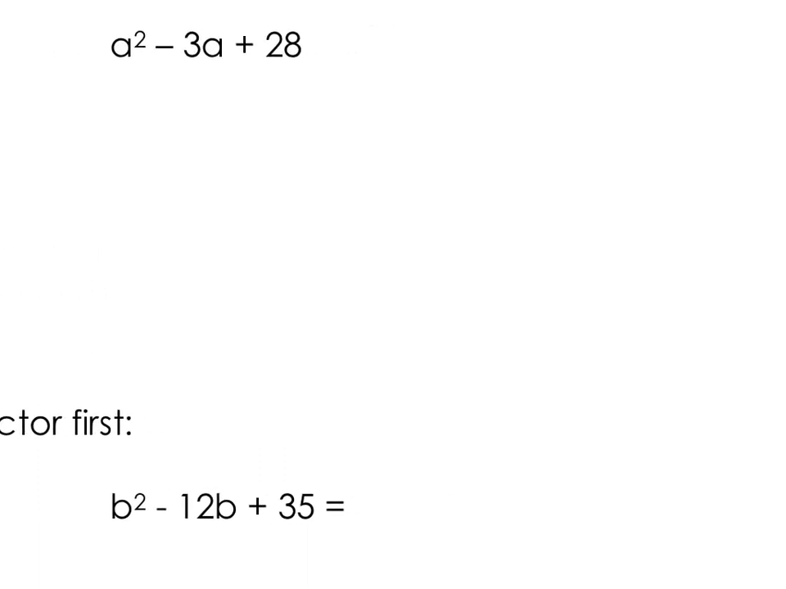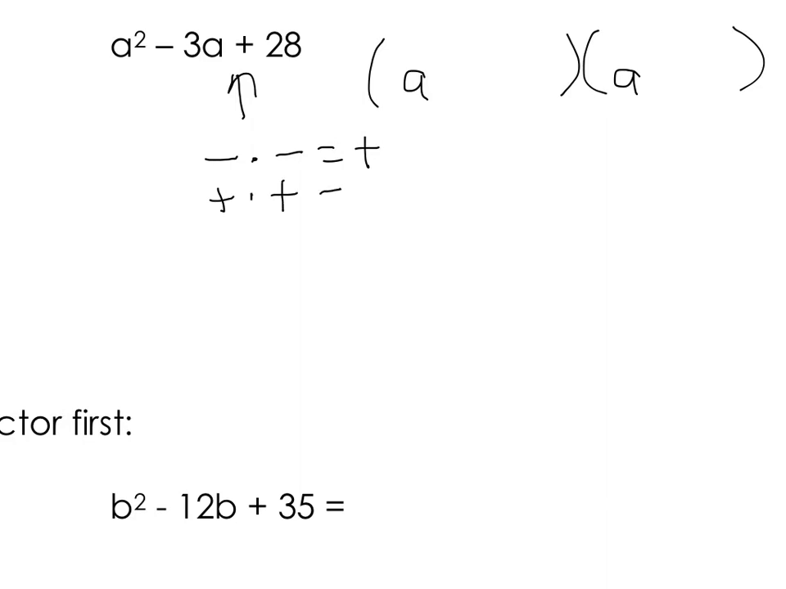a squared minus 3a plus 28. This one's interesting as well. The a's are easy. There's a positive 28 here. So these two signs are going to have to be the same. A negative times a negative is positive. A positive times a positive is positive. The signs have to be the same. What are they?